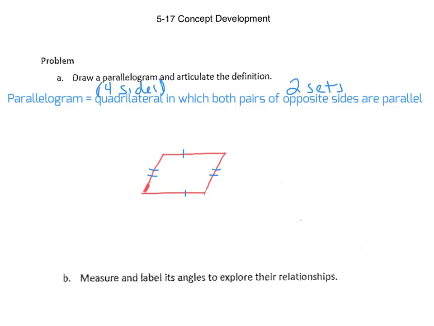Now, by yourself, you're going to do part B, which is measure and label its angles to explore their relationships. You're going to use your protractor to measure each corner's angle. Angle 1, angle 2, angle 3, angle 4, or we could call it angle A, B, C, and D. And when you add them all up, you should get a nice even number. Hint, hint, hint, the same number you got with the trapezoids because they're both quadrilaterals.